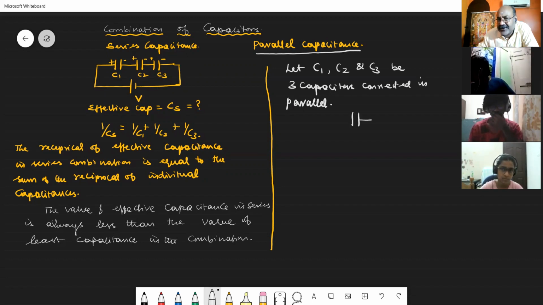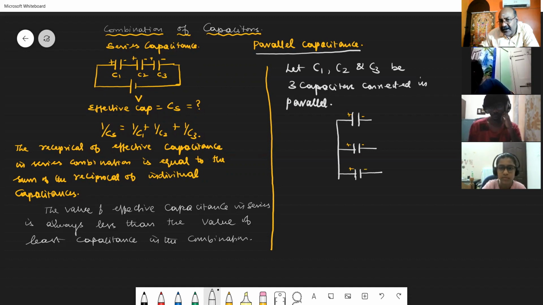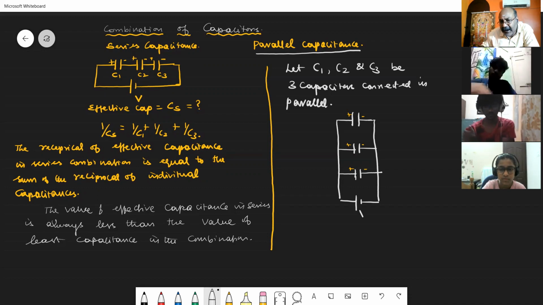What is the parallel combination? See, in these three capacitors, all the positively charged plates are connected to one side and all the negatively charged plates are connected to the other side of the battery. So in parallel combination, all the positive plates are connected to one side and all the negative plates are connected to the other side, and the two ends are connected to a battery of potential V.